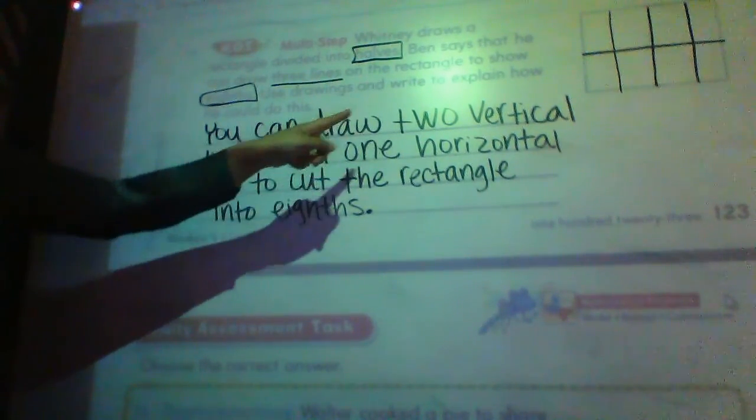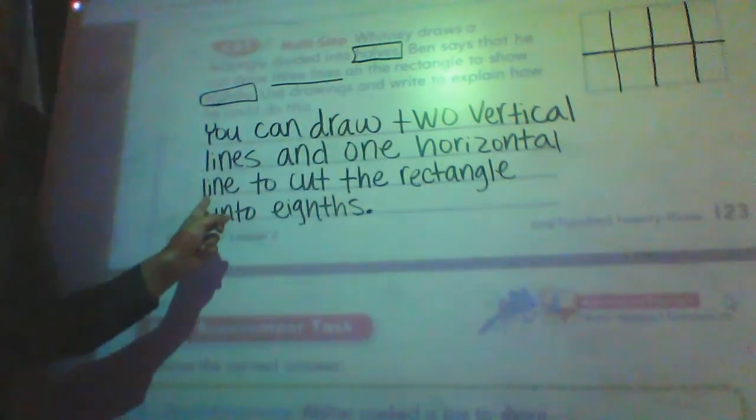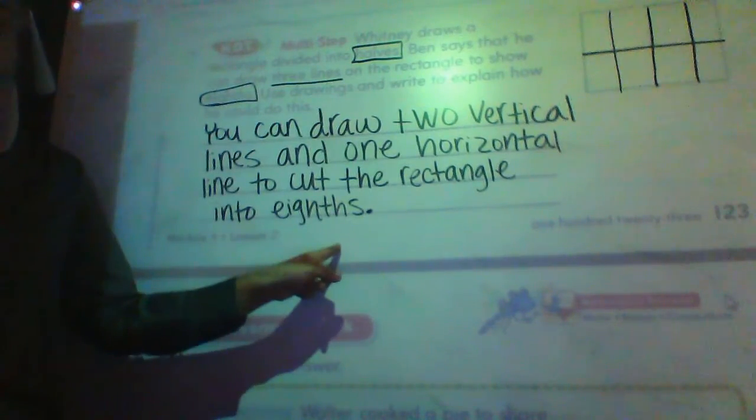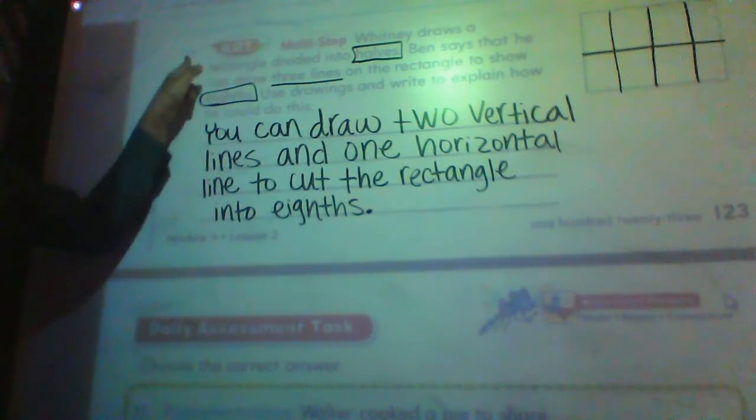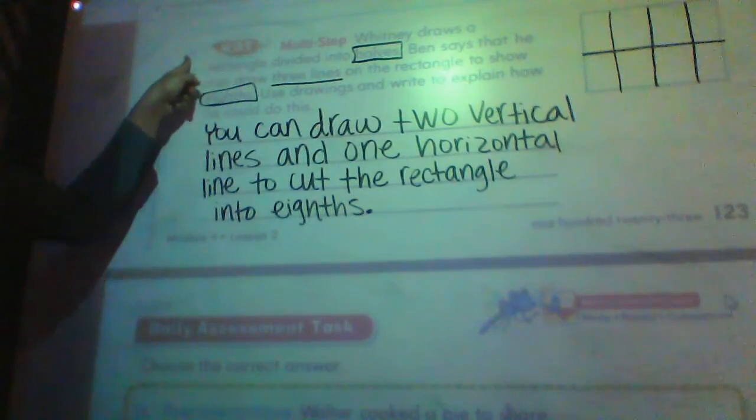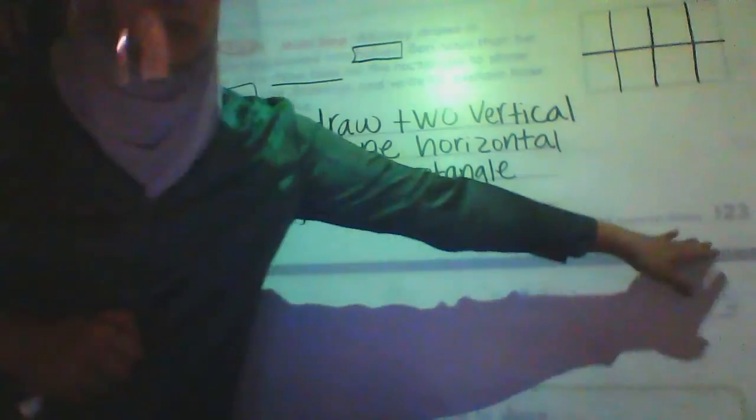So, I'll read it again. It says, you can draw 2 vertical lines and 1 horizontal line to cut the rectangle into 8s. Period. And this is the hot, spicy question number 14 on page 123.